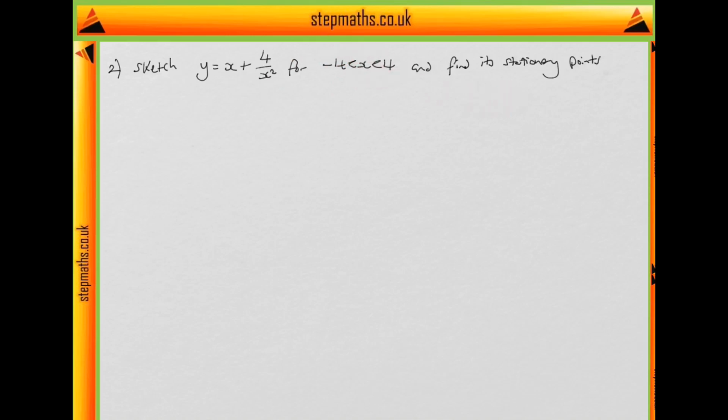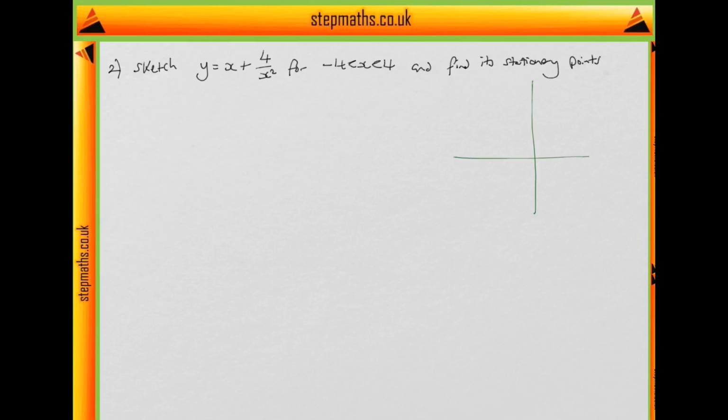Now, when you have a function that is one function added to another, so in this case x plus 4 over x squared, that's one graph and that's another graph. A nice way to think about sketching what the sum would be is to sketch them individually on the same axes and think about adding the points together. So let's do that.